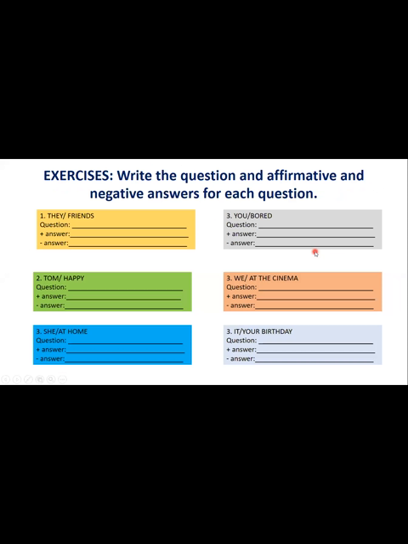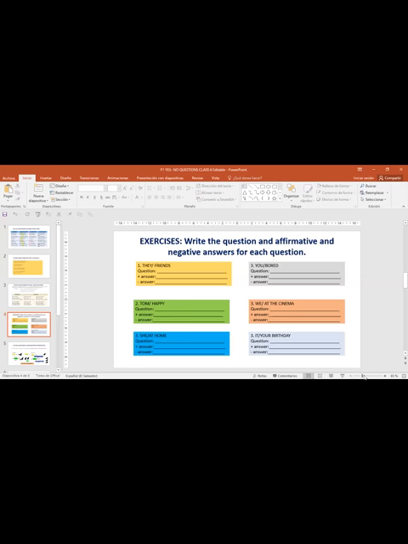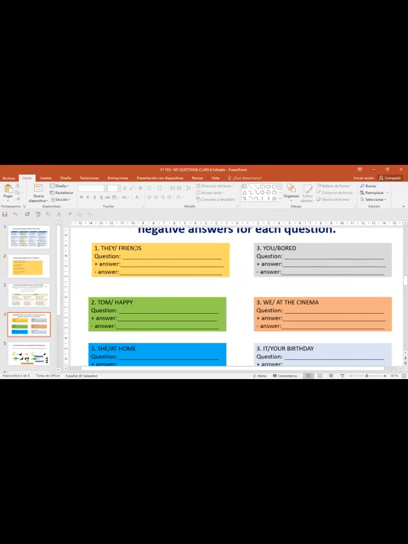Okay, let me go. And I have an exercise for you here, okay? In this colored box, it says, exercise. Write the questions and affirmative and negative answers for each, okay? So for example, they, friends. What do you think could be the answer? They, friends. What do I have to do here?